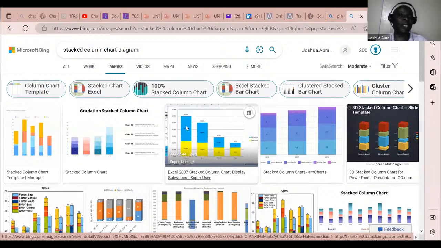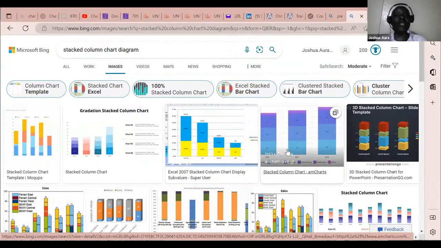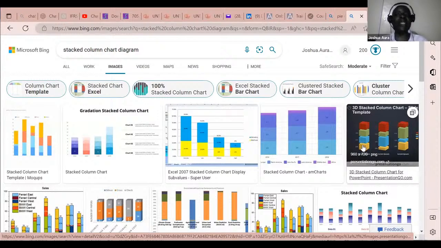How do the blue ones perform? You can see the composition is stacked, where you have one column that is subdivided. And if you present them in three dimensions, 3D comes out very nicely. We shall be looking at this when we go to Excel.